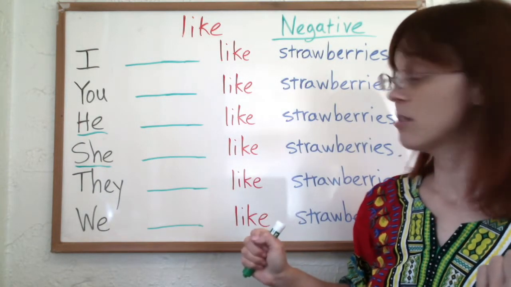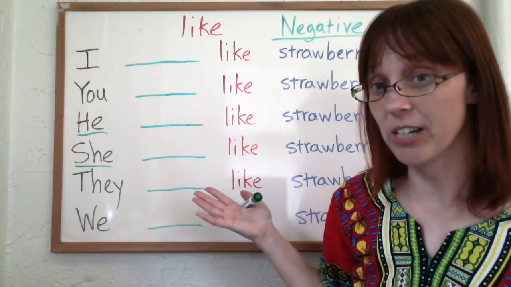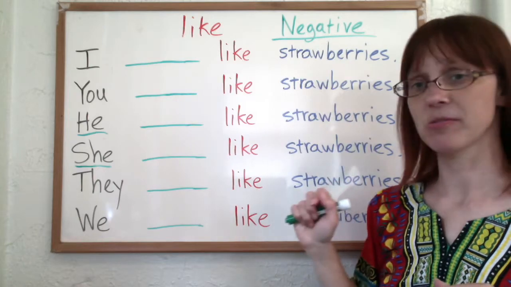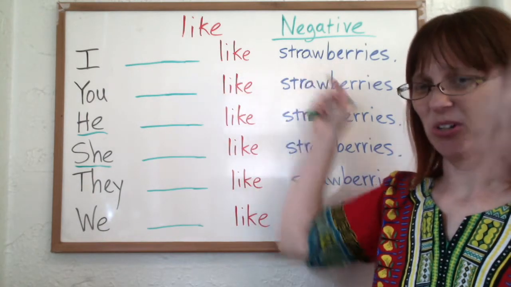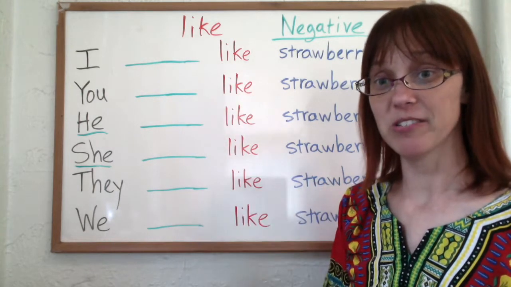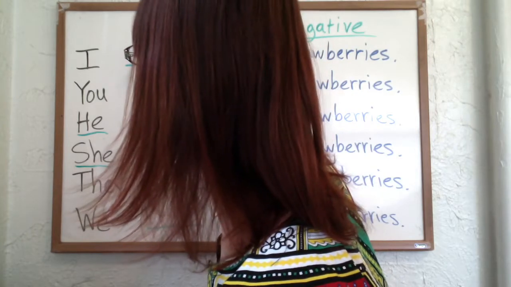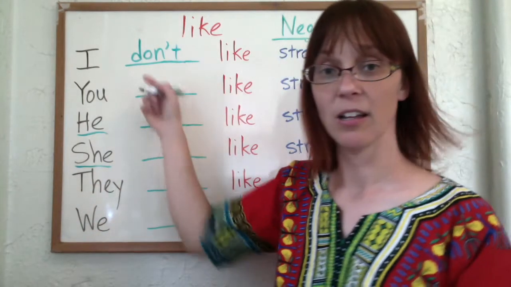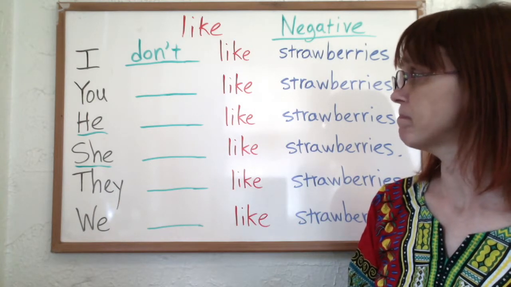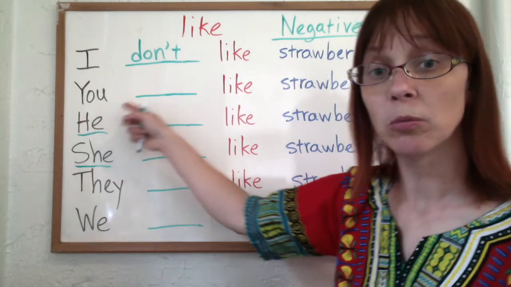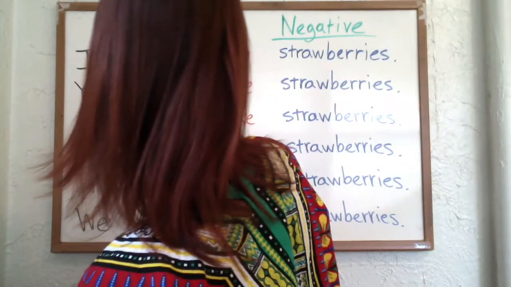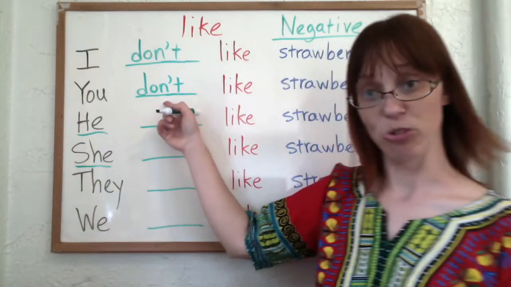So this is affirmative. Let's review the verb like. Negative. So I can say, I like strawberries. How do I make this negative? I don't like strawberries. That's D-O-N apostrophe T. I don't like strawberries. You don't like strawberries. So that's the same.